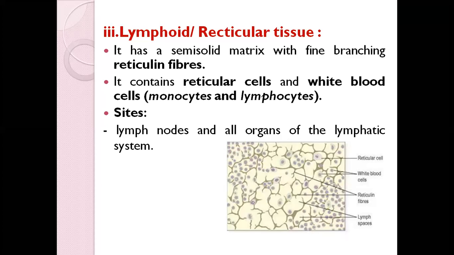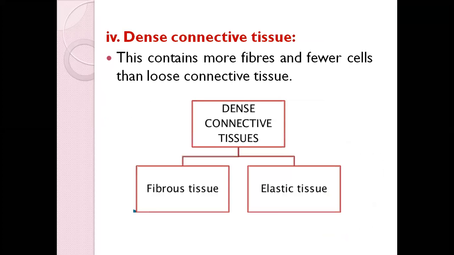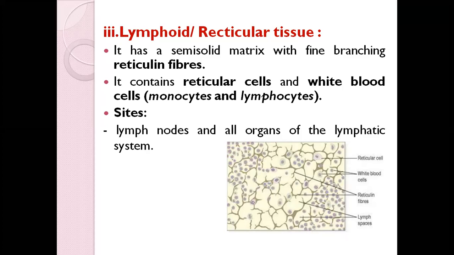The lymph is like a fluid which is found all over the body. So this is about your lymphoid or the reticular tissue. Just remember here, mostly we are seeing the reticular cells and the white blood cells, and it is found in the lymph nodes as well as in all organs of the lymphatic system.